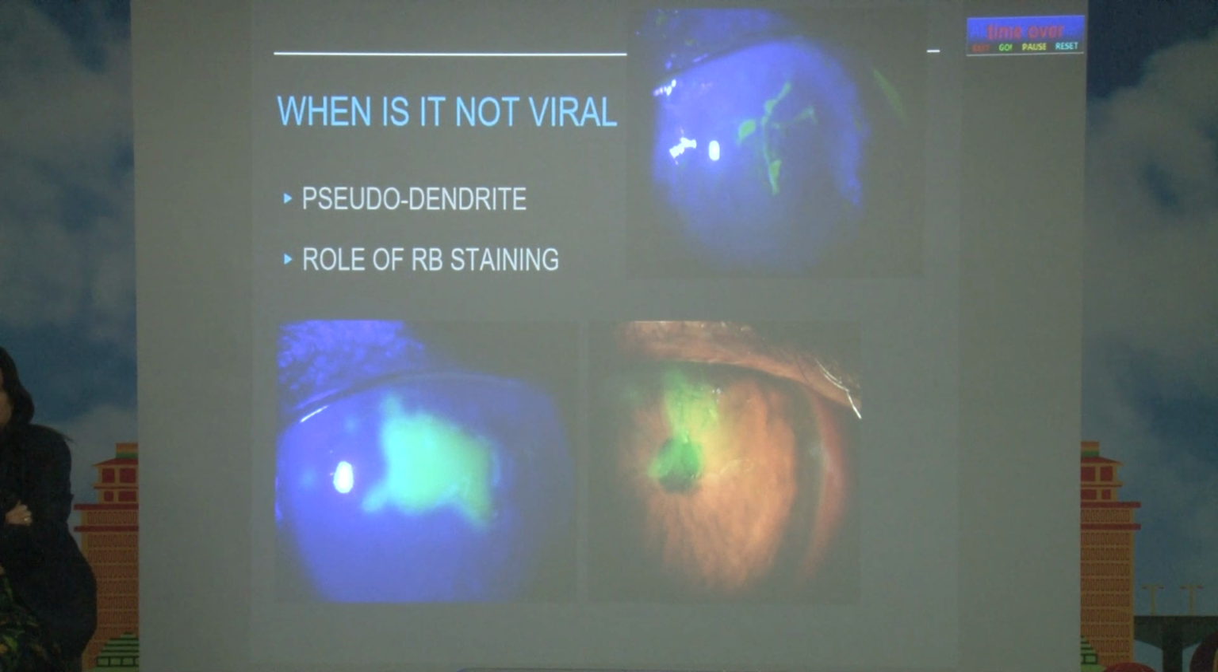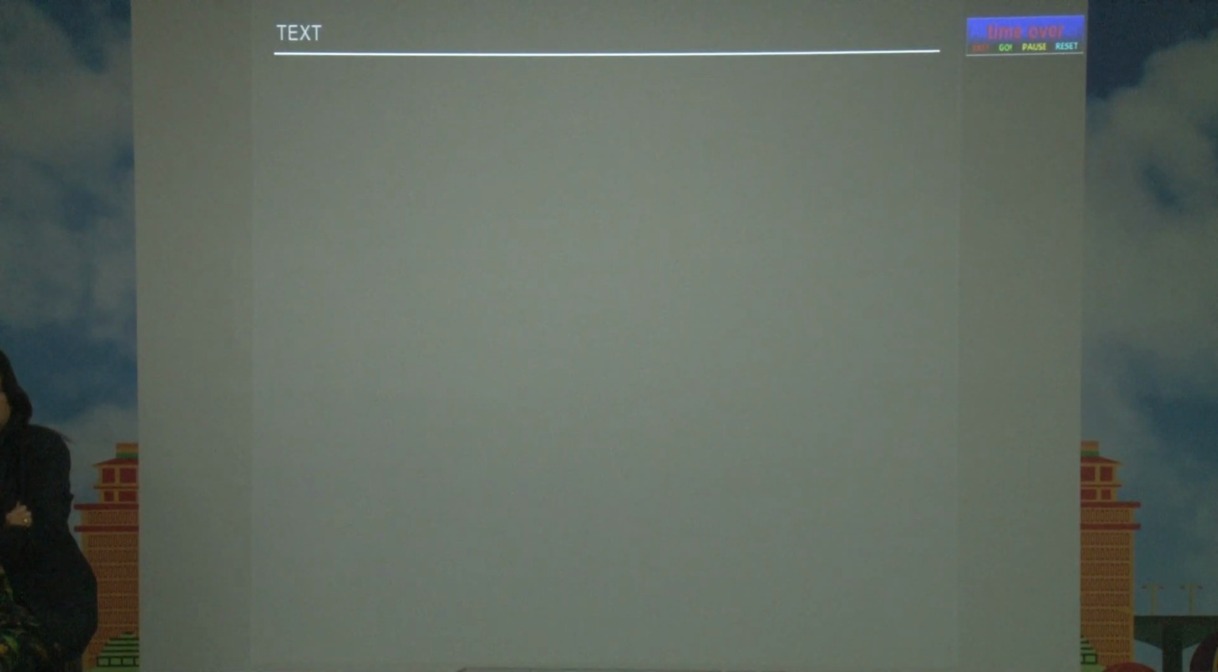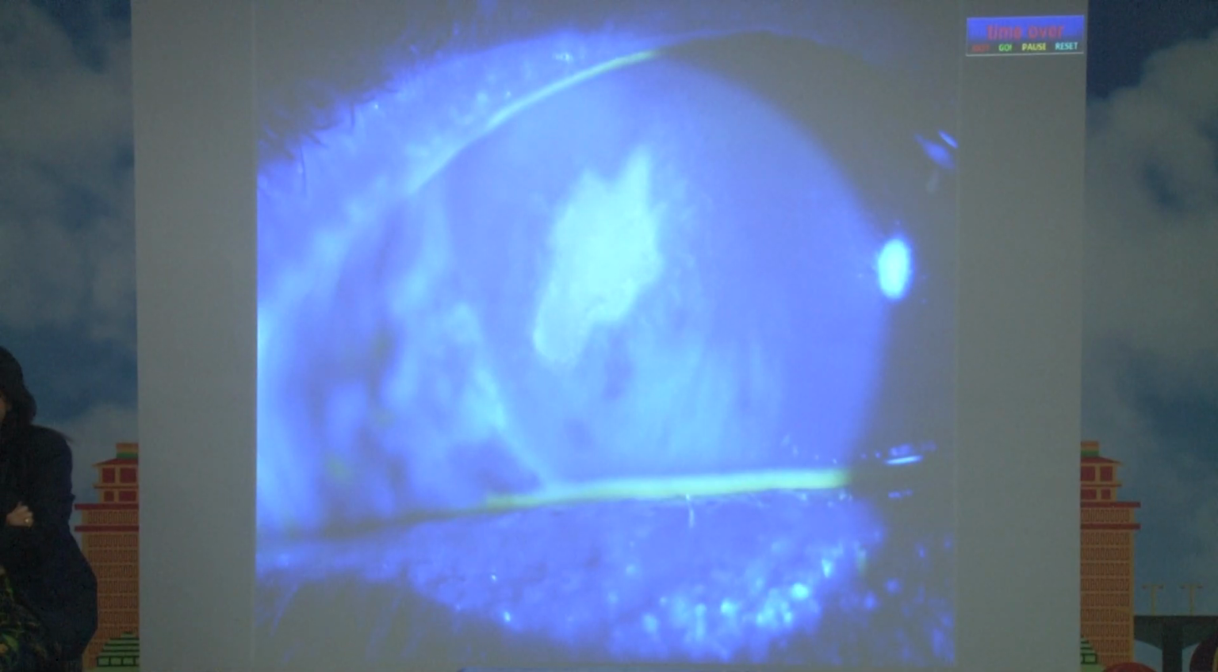Now, when is it not viral? If you see an epithelial defect which looks like a geographical ulcer and you're not sure whether it is viral or not, always stain with rose bengal. This is not viral. But with raised margins, when you stain with rose bengal, it will be a double staining: only the edges will take the rose bengal and the base will be stained by fluorescein. This is viral.